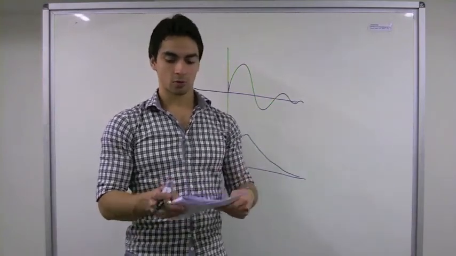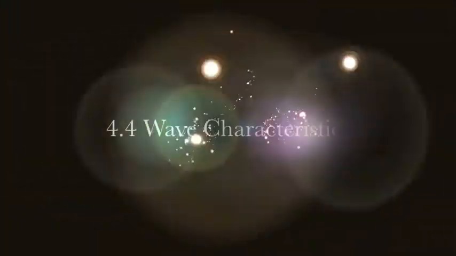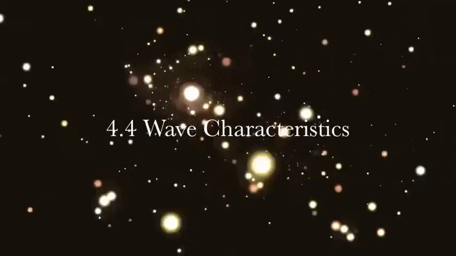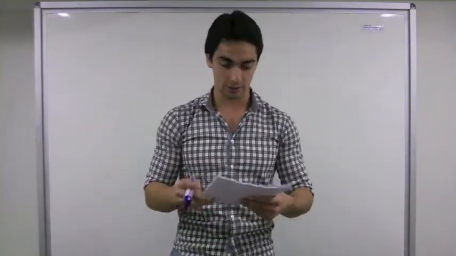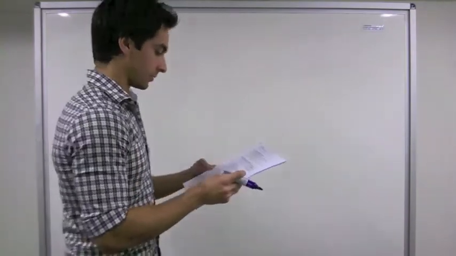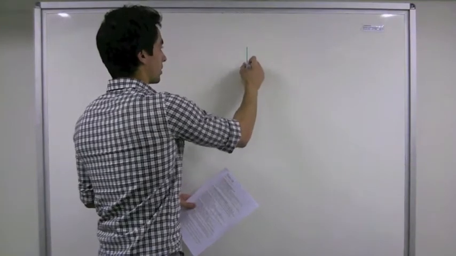From here on we move on to 4.4, wave characteristics. So 4.4 is wave characteristics. This is one of the more important portions of waves, as most of the exam questions are based on this portion. So you probably want to go through each of the individual subtopics in detail. So the first part, 4.4.1, you want to describe what a pulse is.